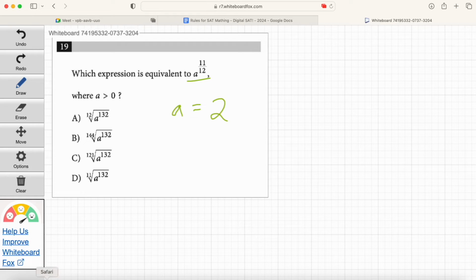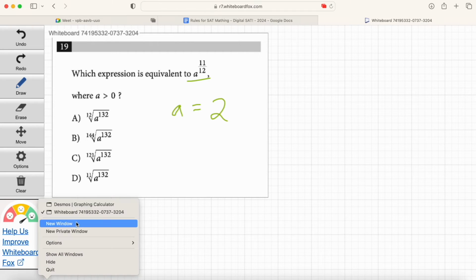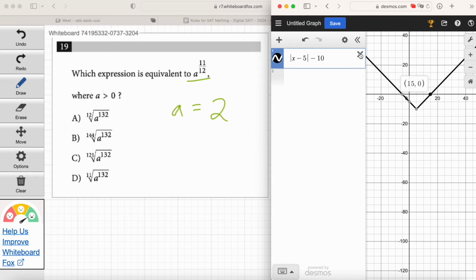Let's use Desmos here, because just looking at that, I'm not sure what 2 to the power of 11 over 12 is. I have no idea. Let's just punch it into Desmos. And you can do fractional exponents in Desmos.